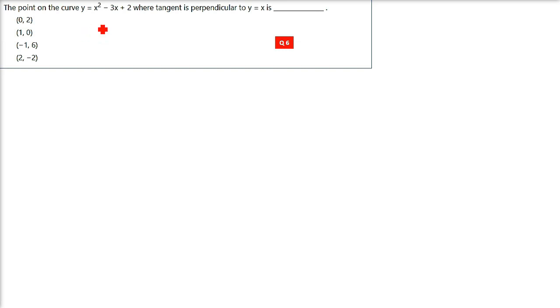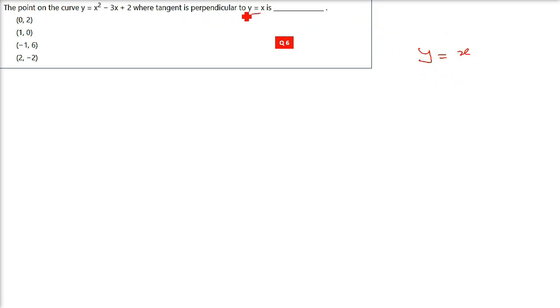The point on the curve y = x² − 3x + 2, where the tangent is perpendicular to y = x. So there is a line y = x. The tangent is perpendicular to y = x. That means the normal is parallel to this y = x. So y = x is a simple line.